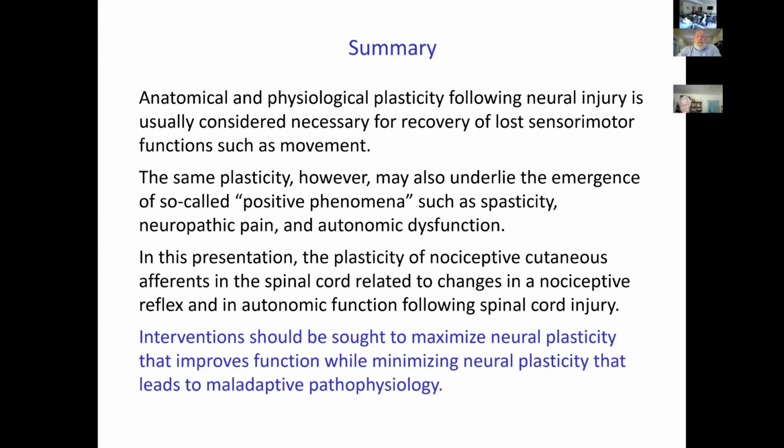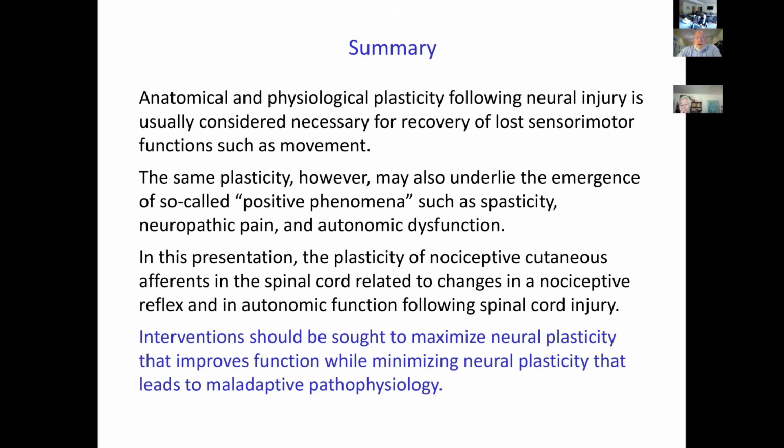Right, okay. So in summary, this part of the talk, we are looking at the fact that we have anatomical and physiological plasticity after injury that is problematic, and we may not just be losing sensory motor function, but we may also be gaining positive phenomena such as spasticity, neuropathic pain, and autonomic dysfunction.